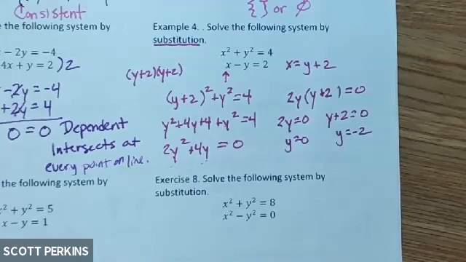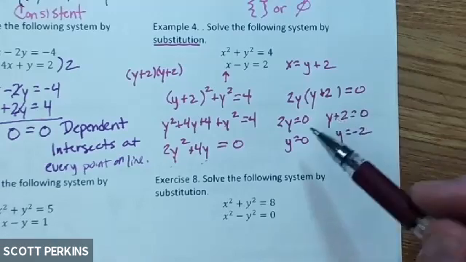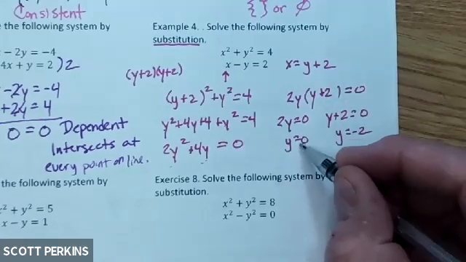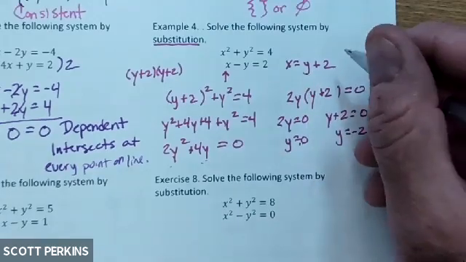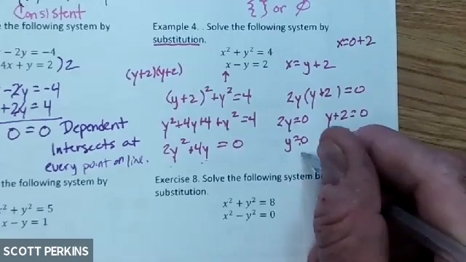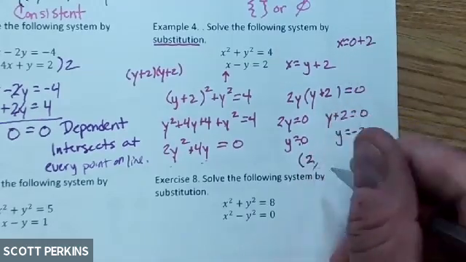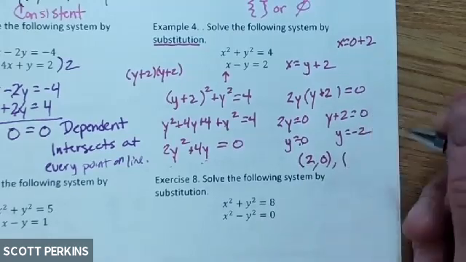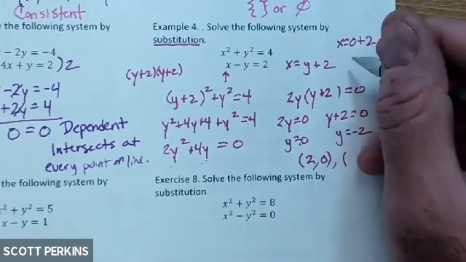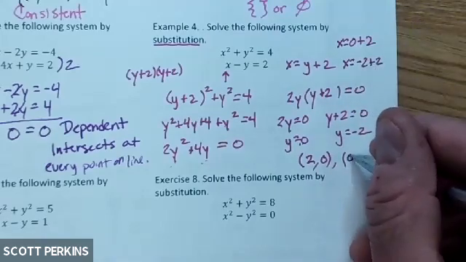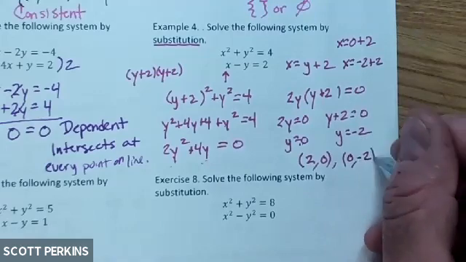I tried to illustrate that on my quick little drawing when I flipped over the page. I'm just going to take these now and get the corresponding x value for each of them. So when I put y equal to 0 up here, the corresponding x value is 0 plus 2. So my first point is the x value 2 and the y value 0. The second point, when I put the y value -2 in, I get -2 plus 2. So that x value is going to be 0 and a y value of -2.